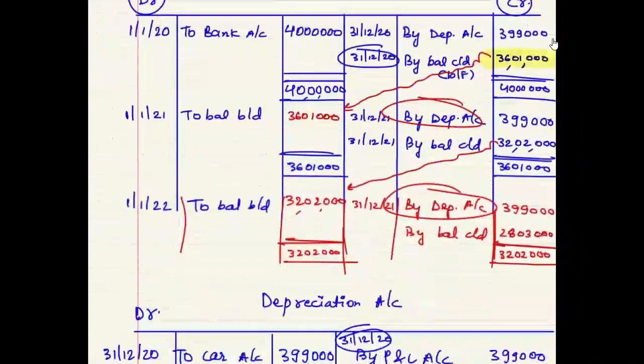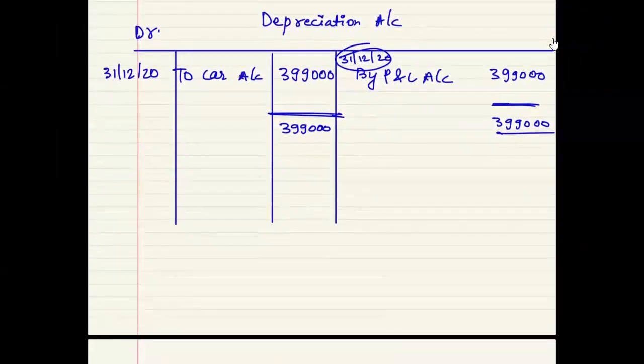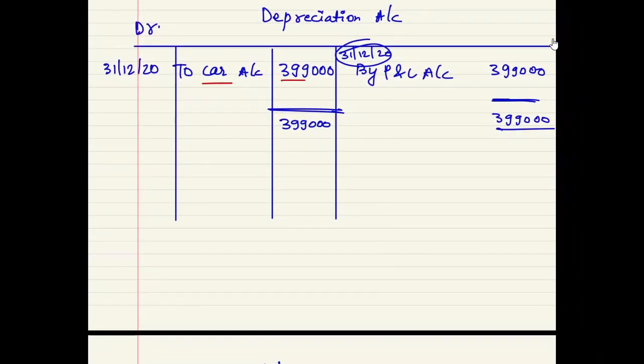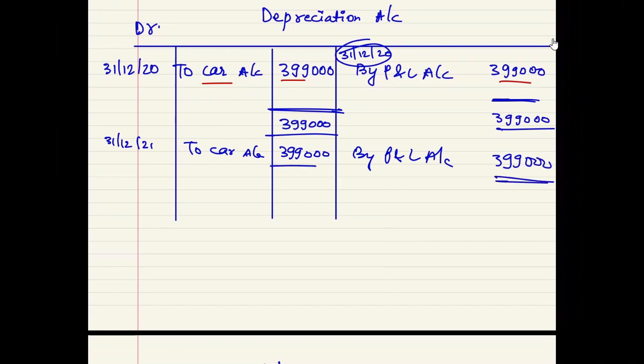If you see your depreciation account, the first one was closed where we booked the depreciation on car, 3,99,000, and transferred it to P&L. In the next year also, on 31st December 21, depreciation will be charged 3,99,000, and again it will go to the P&L account. So this account will be closed over here. Then again depreciation will be charged on 31st of December 22 for 3,99,000. So this is very easy.